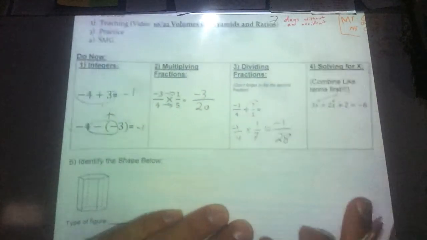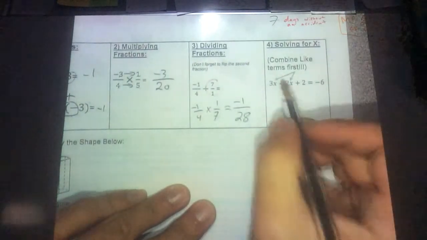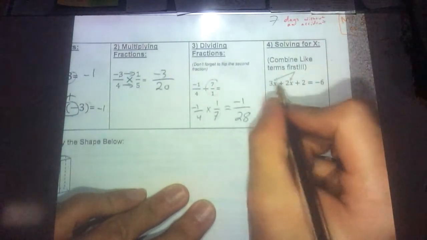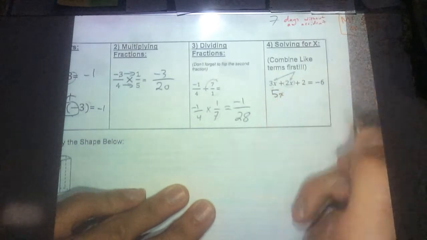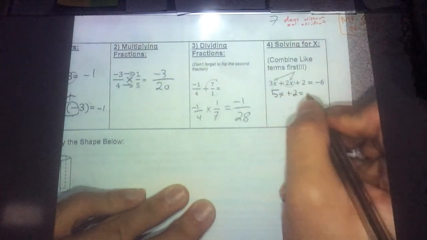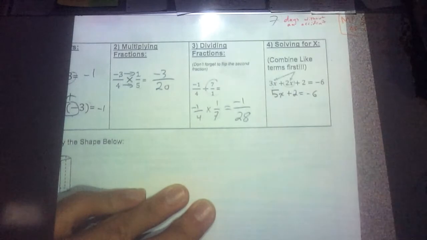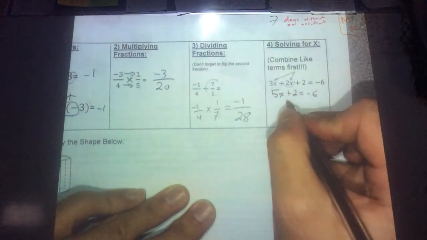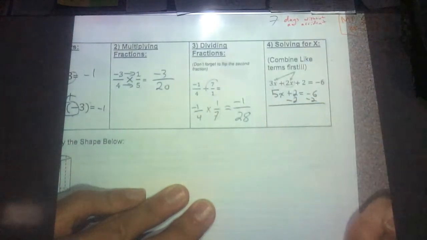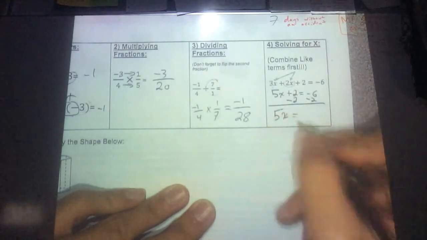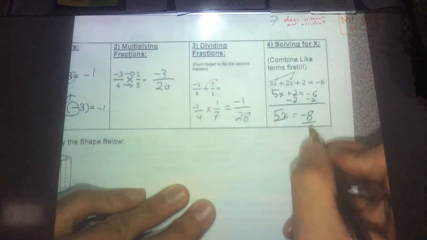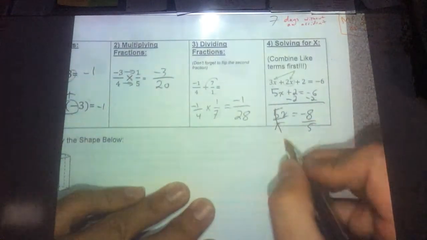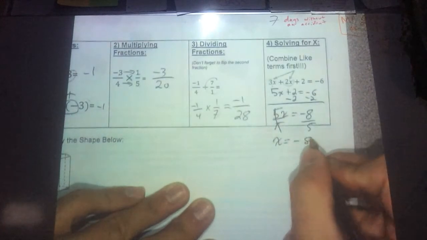Now for solving for x, there's just one more step we've got to do before we solve for x. Let's combine these like terms. There are 3 x's here and 2 x's here, so that's going to be a total of 5 x's plus 2 is equal to -6. Now we're going to take care of the addition or subtraction first. Subtract 2 from both sides. That gives me 5x is equal to -8. And then I'm going to divide both sides by 5. These cancel. X is equal to -8 over 5.